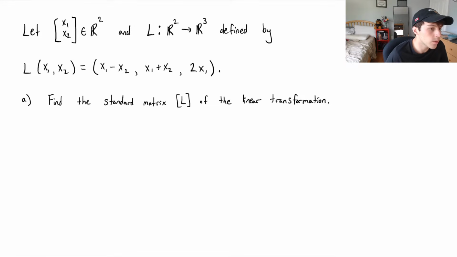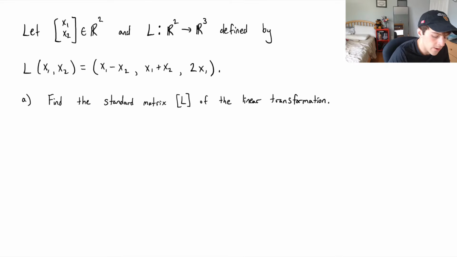In this question, we're given this vector x1, x2, which is clearly a vector in R2, and we're given this linear transformation L, and it goes from the domain of R2, transforms it into a vector in the vector space R3, which is our codomain. It's defined for us in this way here, where each of the components of our vector in R3 is made up of some sort of addition, subtraction, or scalar multiplication of the individual components of the vector that goes into our domain. So find the standard matrix L of the linear transformation.